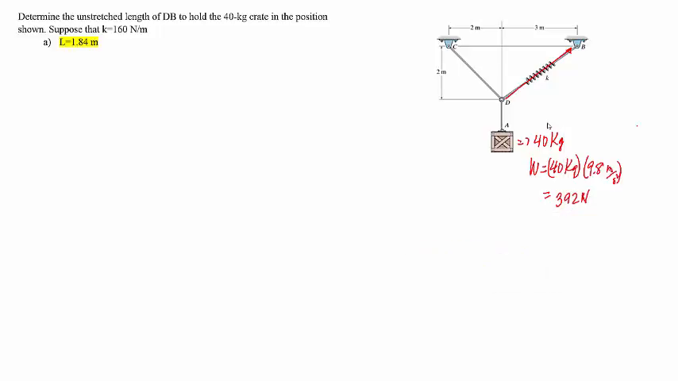So let me look up these dimensions here. So this is 2 meters and this is 3 meters. This is 2 meters. And so what I can see is that then the length here is, this is 2, 2, and then this would be the square root of 8.